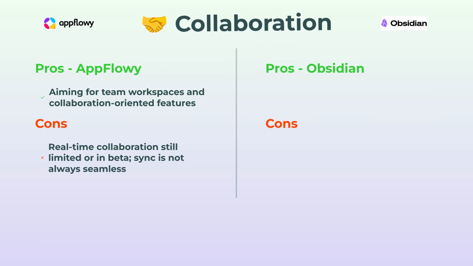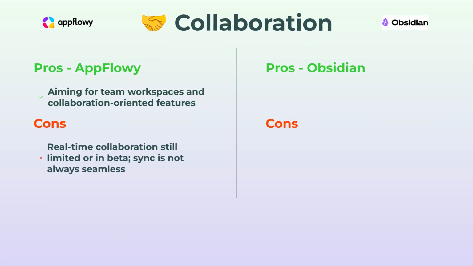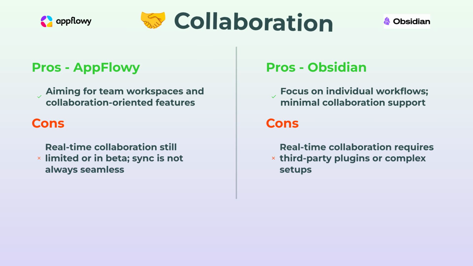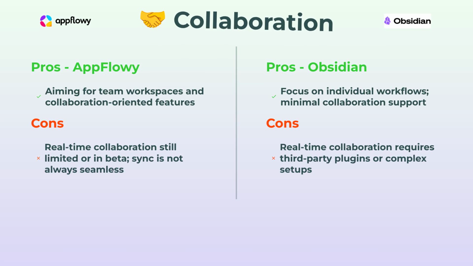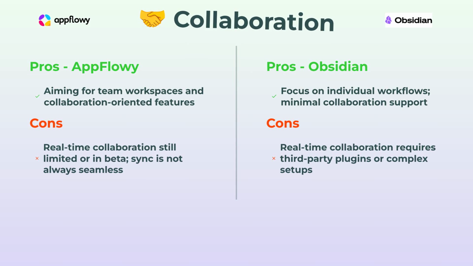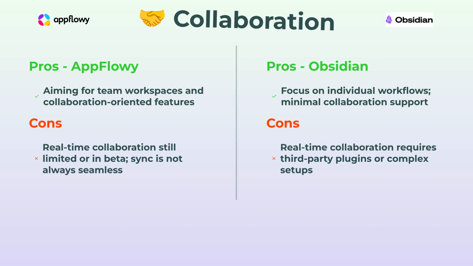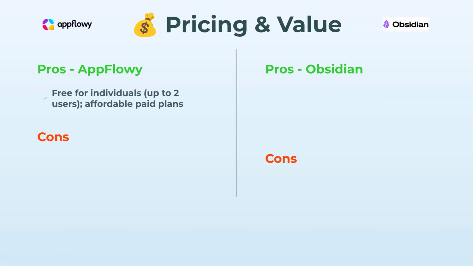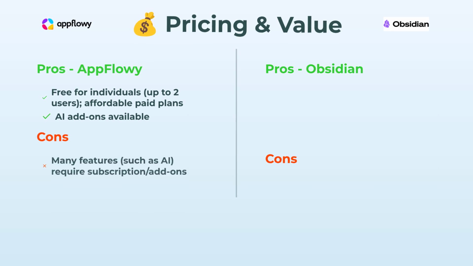Alright, talking about collaboration, AppFlowy tries to innovate with team workspaces, and you can see they're aiming at Notion-style real-time collaboration. But you know what? It's still kinda work in progress, and sync isn't always perfect. With Obsidian, you're basically flying solo unless you want to go the extra mile with third-party plugins, which can get a bit messy. So if you value working with others, AppFlowy has the edge here, even if it's not totally mature yet.